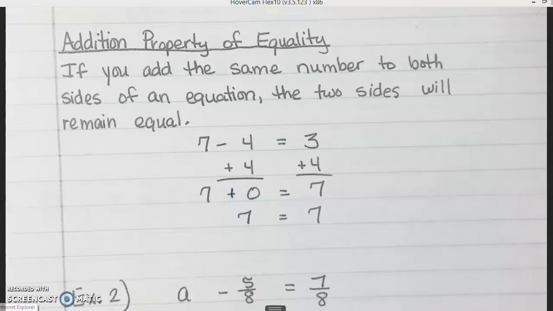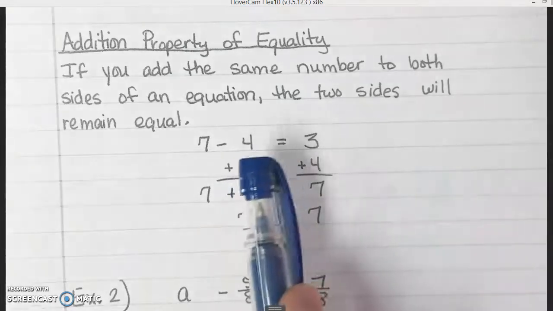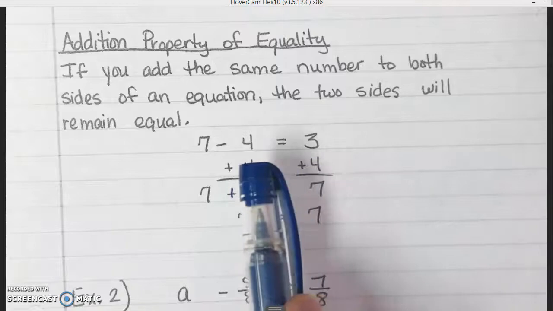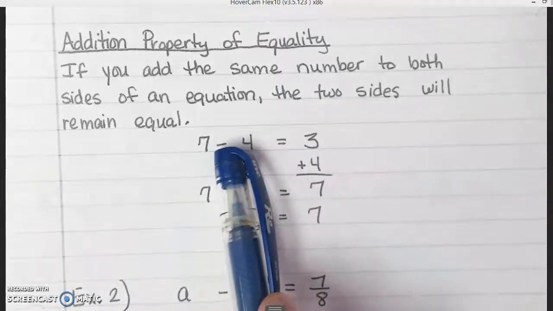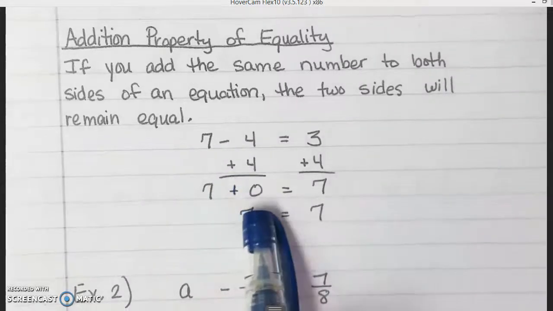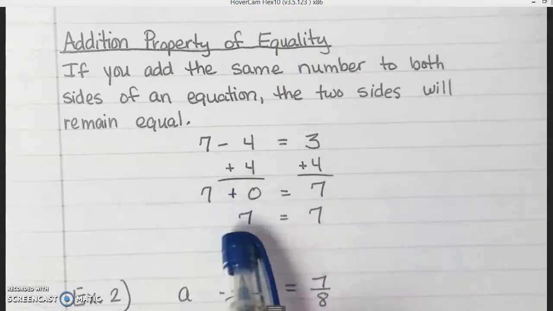Alright, so if you add the same number to both sides of the equation, the two sides will remain equal. So here, we have 7 minus 4 equals 3. So I can add 4 to both sides, which if I have a negative 4 or minus 4 and I add 4, that ends up giving me 0. And 7 plus 0 is 7.